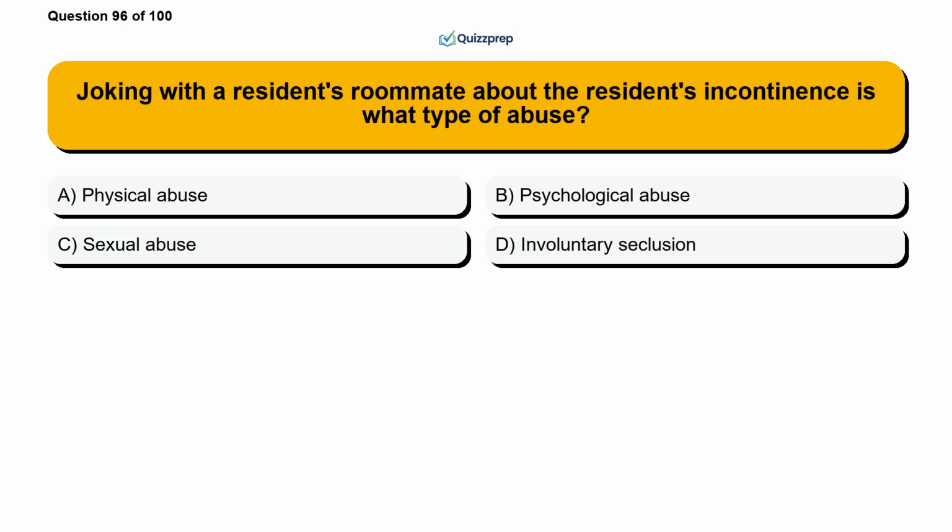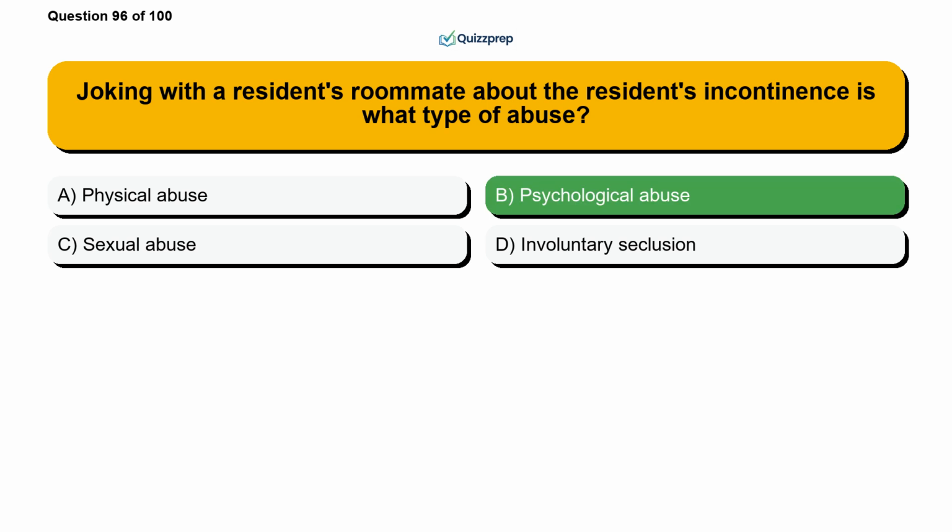Question 96. Joking with a resident's roommate about the resident's incontinence is what type of abuse? Option A, physical abuse. Option B, psychological abuse. Option C, sexual abuse. Option D, involuntary seclusion. The correct answer is option B, psychological abuse.